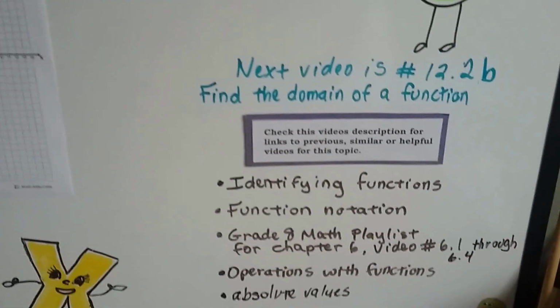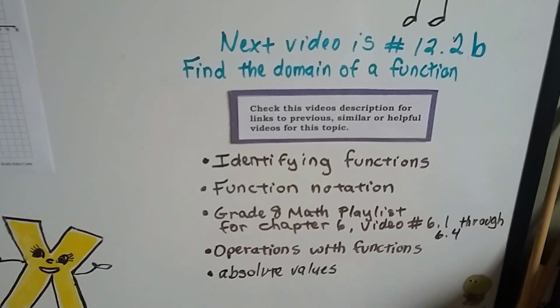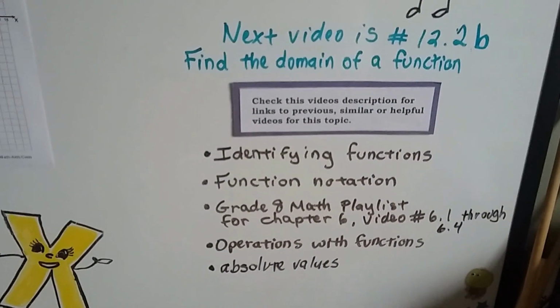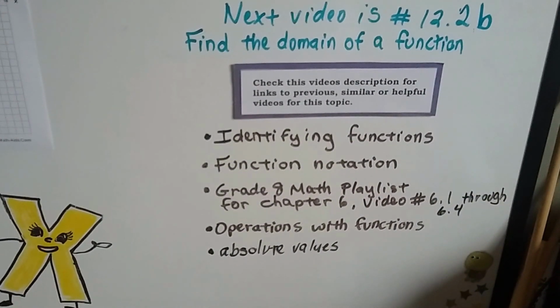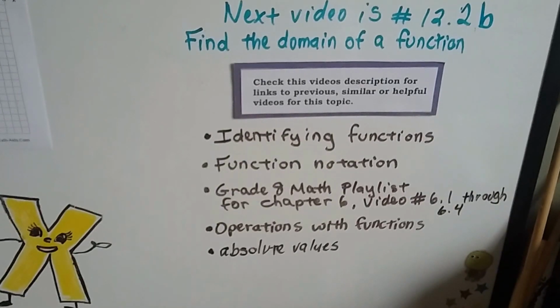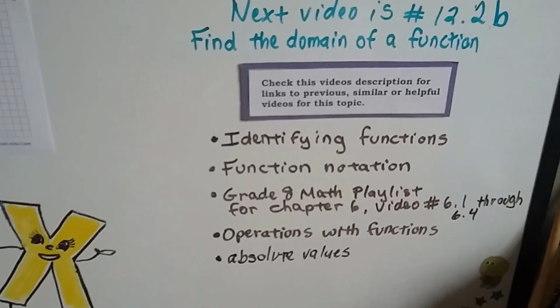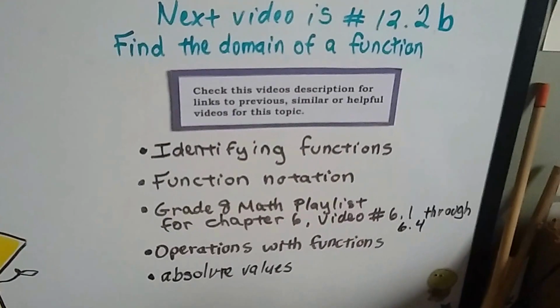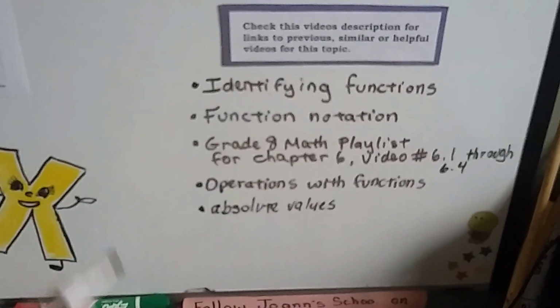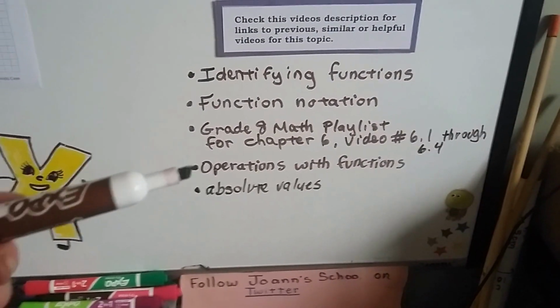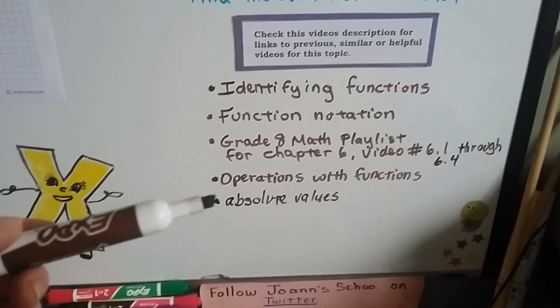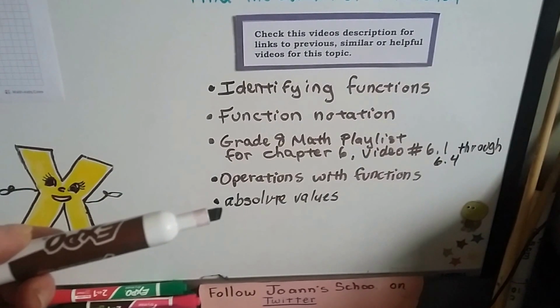Our next video is 12.2b. We're going to talk about how to find the domain of a function. And, of course, you can check this video's description for links to the previous videos that we just did or helpful videos on this topic. We just did identifying functions a couple videos ago and function notation and operations with functions. And I'll put a link for absolute values in here if you don't remember.